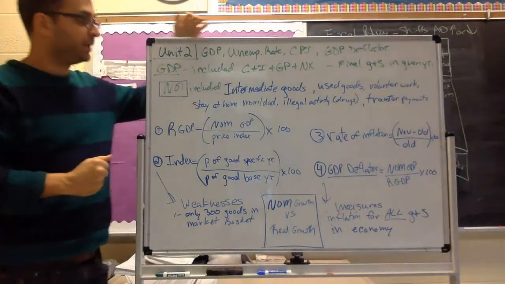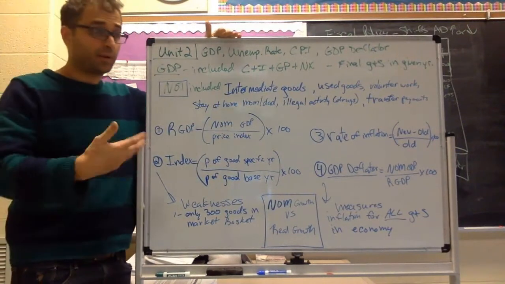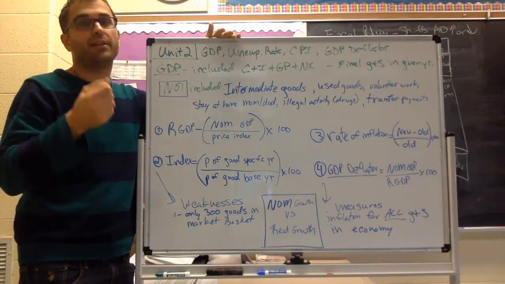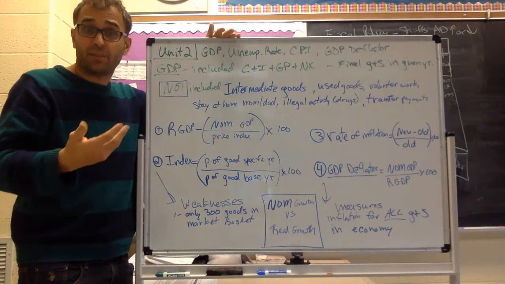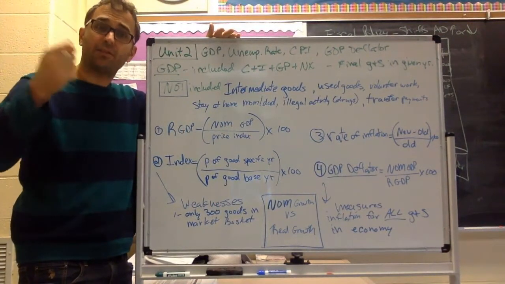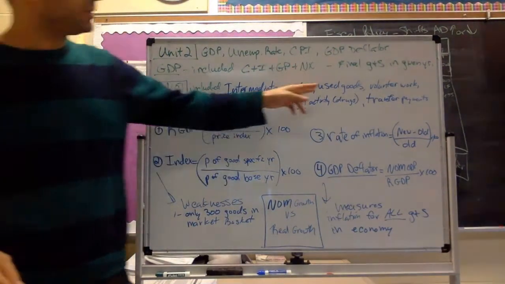Things that aren't included are things like intermediate goods. If I build a house and I bought tiles for my kitchen floor, the tiles aren't counted by themselves. They're already included in the final sale and purchase of the whole house. So if I build a rocking chair, I don't count the wood that I purchased to build the chair. I count the final good and service of the rocking chair itself. So no intermediate goods.